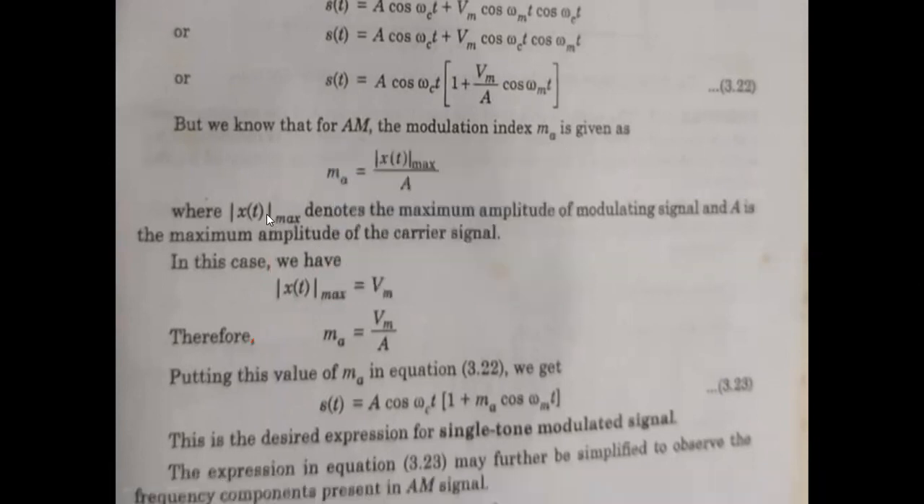Where the magnitude of X of t denotes the maximum amplitude of the modulated signal and A is the maximum amplitude of the carrier signal. The ratio of the maximum amplitude of the modulated signal to the maximum amplitude of the carrier signal is the modulation index. Now in this case, the magnitude of X of t maximum is Vm, where M is Vm by A. So put M in the equation.